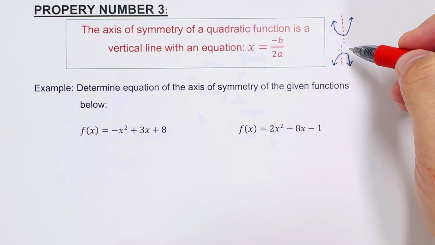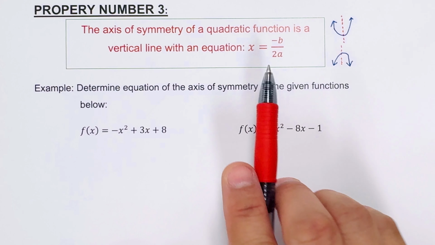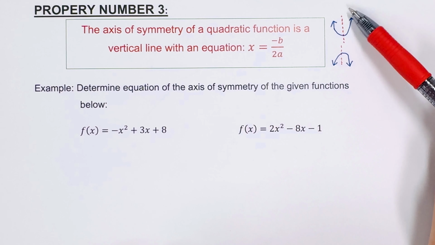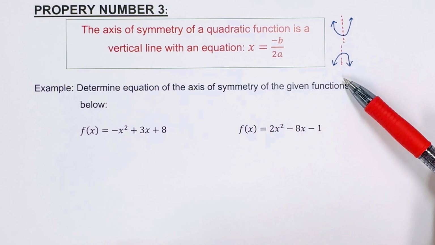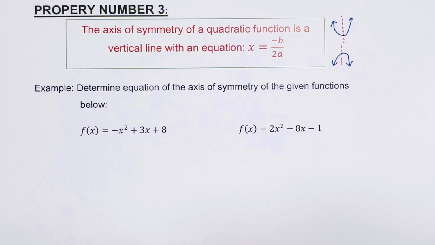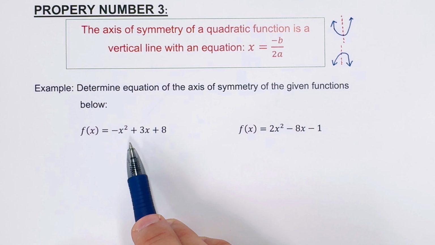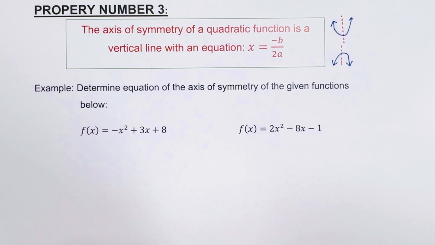So that's the axis of symmetry. How do we know what is the equation of the axis of symmetry? It's this one right here. It's always going to be a vertical line. Vertical means up, down line. So the equation is x equals -b/2a. Let's determine the equation of the axis of symmetry for this equation here.